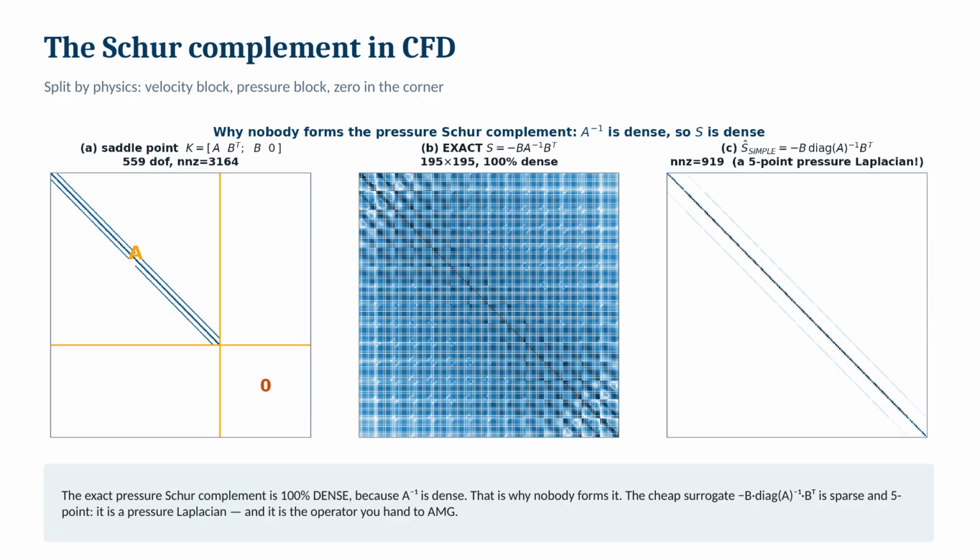Panel C is the cheapest useful surrogate, minus B, times the inverse diagonal of A, times B transpose. That's SIMPLE. 5 point. It's a pressure Laplacian. That's simple, and it's the operator you actually hand to AMG in a Schur pressure correction setup.